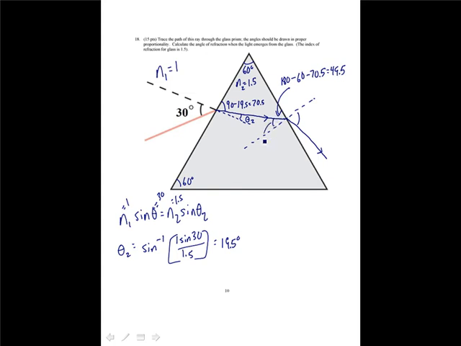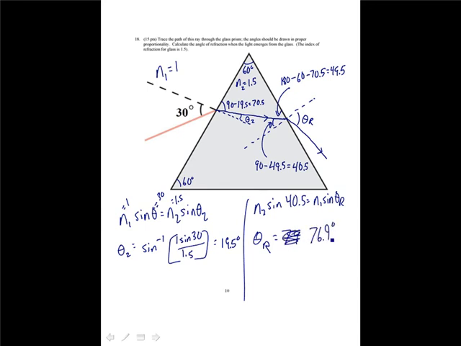And then finally, I want to know this angle. This is equal to 90 minus 49.5, which is equal to 40.5. And then I use that angle to find my final refracted angle, which I'll call theta r. So I do that the same way. I say n2 sine of 40.5 is equal to n1 sine of theta r. And I solve for theta r in the same way as I did over here, and I get 76.9 degrees. And that's the answer. And also part of the answer was drawing these rays the correct way.